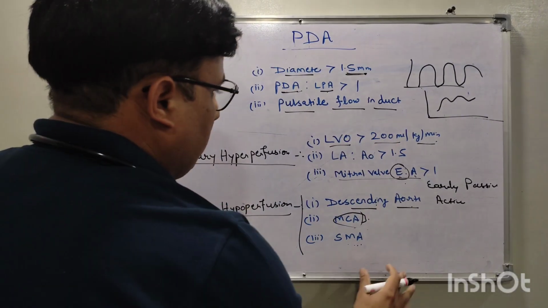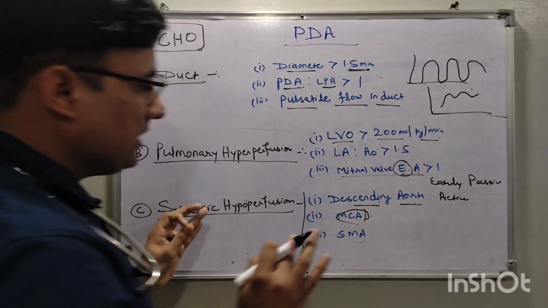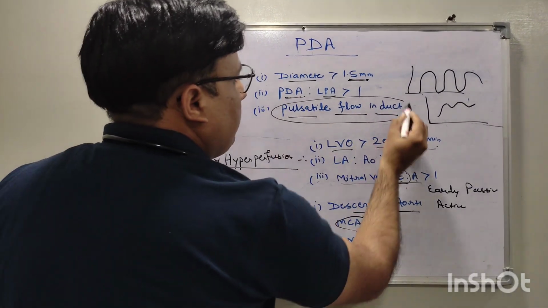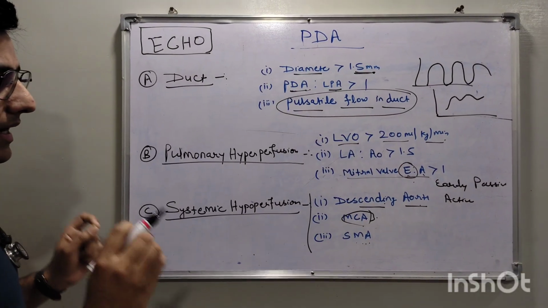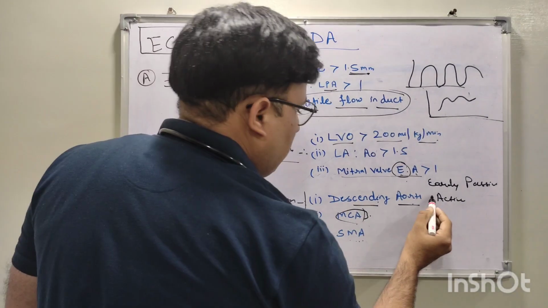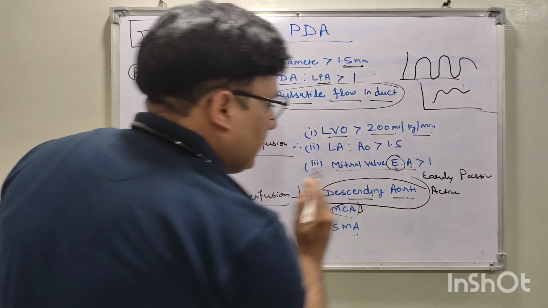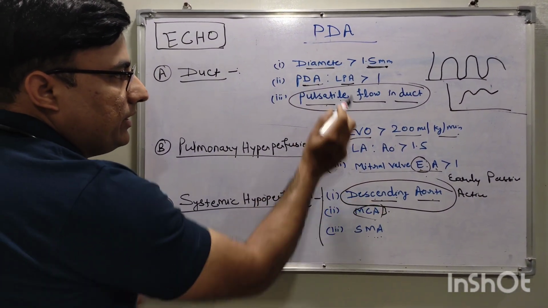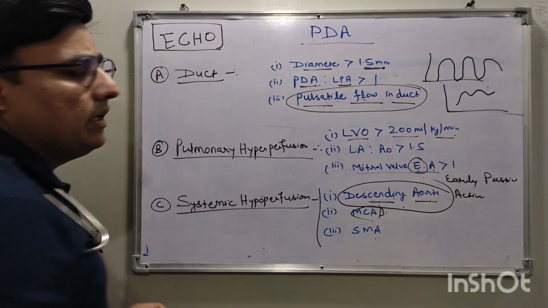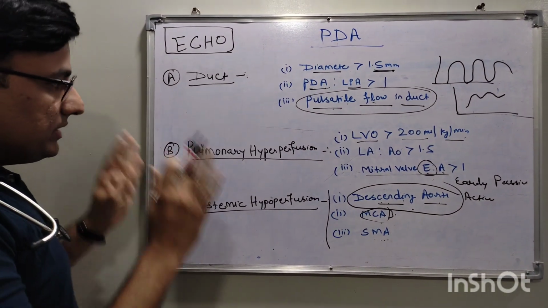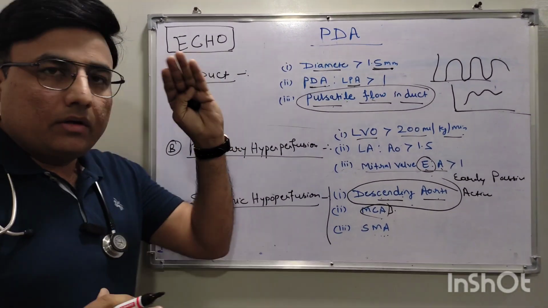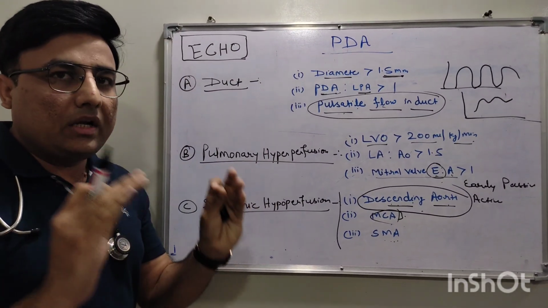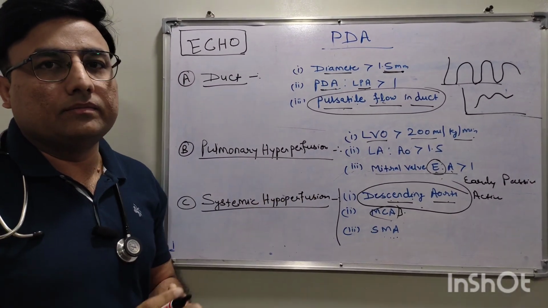In this, if we want to see the most highly sensitive indicators, we'll see two. First is the pulsatile flow in the duct, a very highly sensitive indicator. Second is the retrograde flow in the descending aorta during diastole. These two are very highly sensitive indicators of hemodynamically significant PDA. So today we have seen the clinical, radiological and echocardiographic features of hemodynamically significant PDA. Thank you.